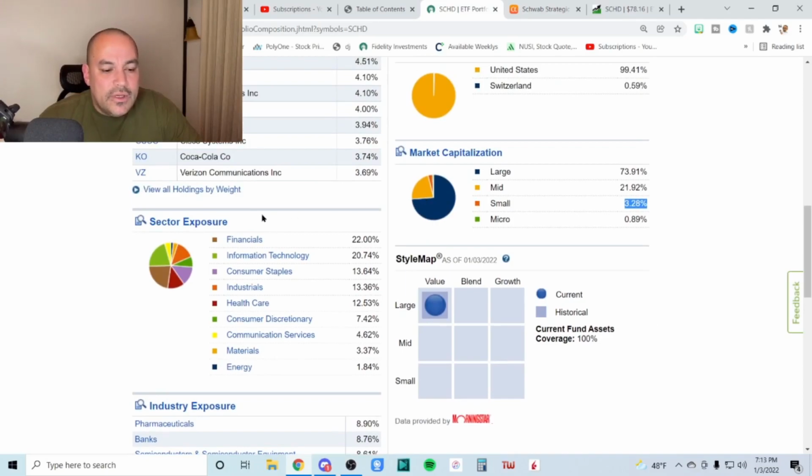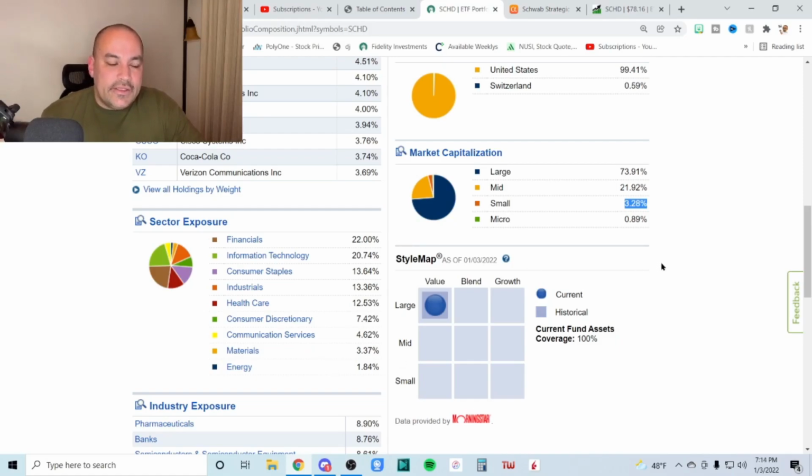Sector exposure. Right now, we've got financials, that's its top exposure at 22%. Information technology at 21%. Consumer staples at 13.5%. Industrials at right around 13.5%. Healthcare at 12.5%. Consumer discretionary 7.4%, communication services 4.6%, materials 3.3%, and energy 1.8%. Now, this one does exclude REITs like we talked about earlier, so if real estate is a requirement for your portfolio, you might want to consider using an ETF or investing in some individual REITs.